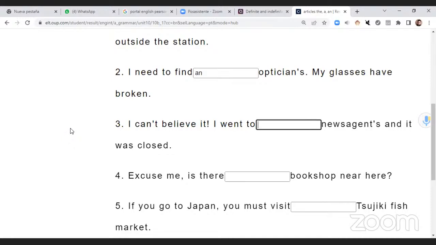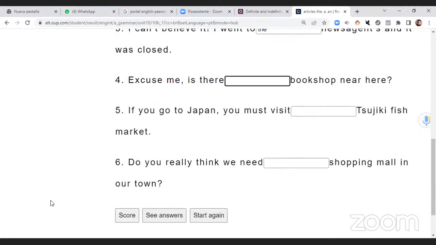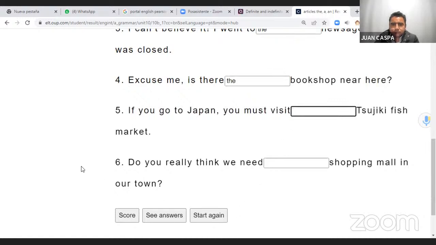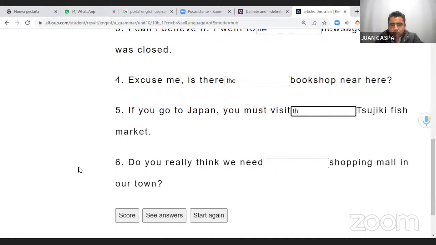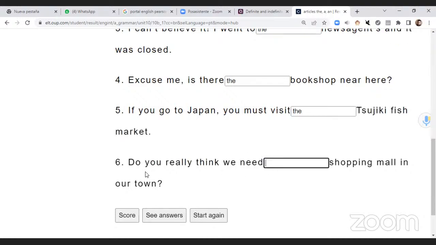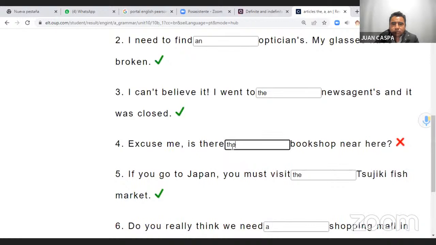To the newsagents. Excuse me, is there a bookshop near here? Okay, next one. If you go to Japan, you must visit the Tsukiji fish market. The Tsukiji. Okay, and what about the other one? Do you really think we need a shopping mall in our town? Okay. Is there a bookshop, right?